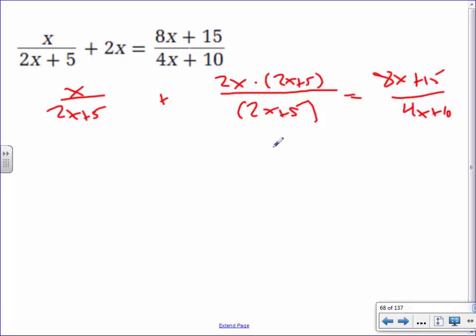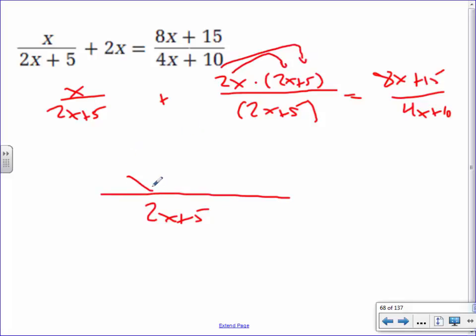Is that step something you guys are comfortable with? Basically times it by the denominator. Okay, well, now I can write them all over a single common denominator of 2x plus 5. I'm going to FOIL out the top up here a little bit. So it's going to give me x plus 4x squared plus 10x. Maybe I'll pause for a second because I'm going a little faster now.